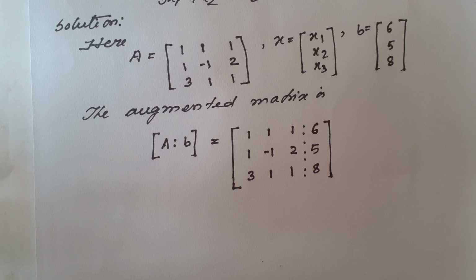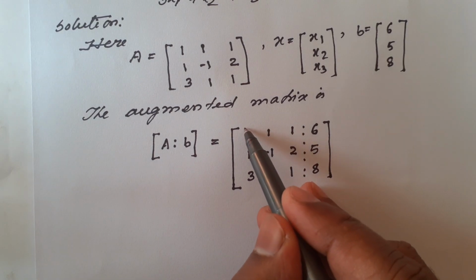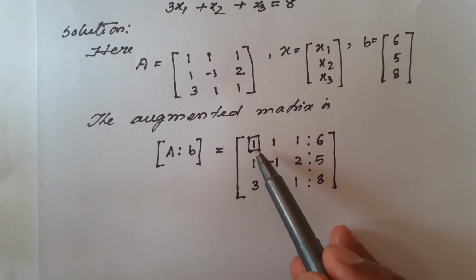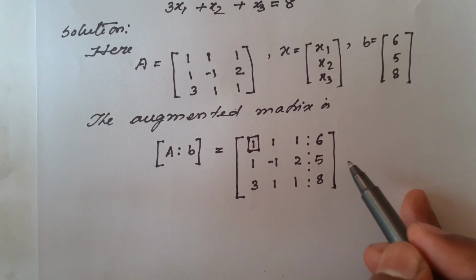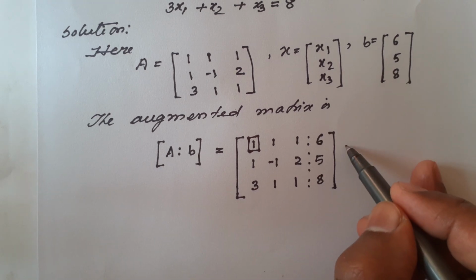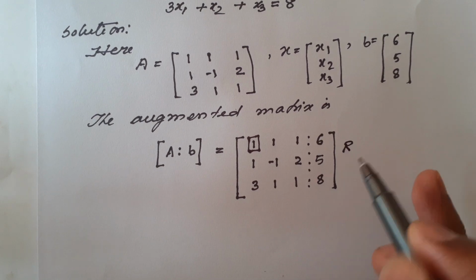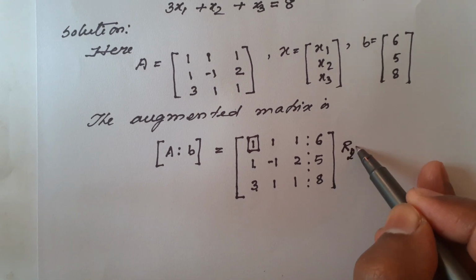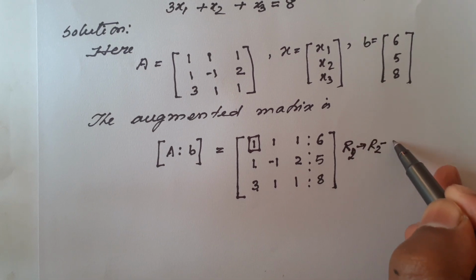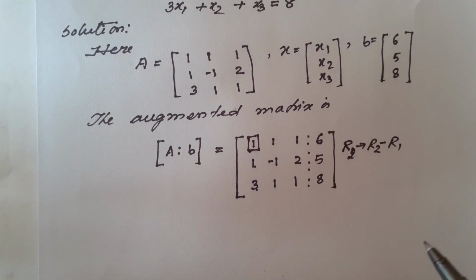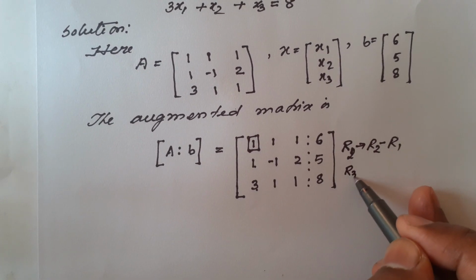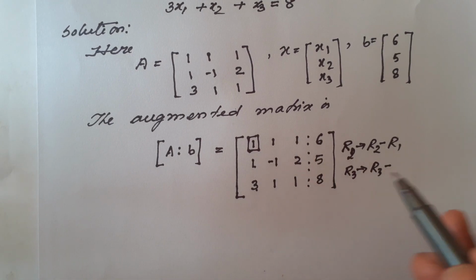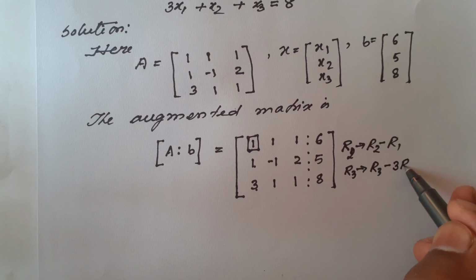So we will now reduce it to row echelon form. The first non-zero column is the first column itself, and the topmost entry is non-zero. So this is my first pivot entry. The row operations I'm going to apply: I have to make this entry 0, this entry 0. So R2 goes to R2 minus R1, because 1 minus 1 will make it 0. And R3 goes to R3 minus 3 into R1, because 3 minus 3 into 1 will make it 0.